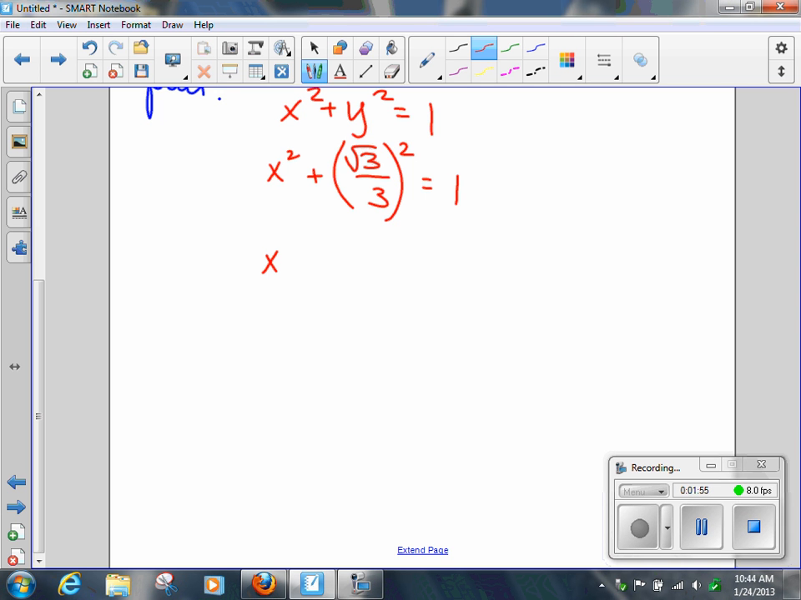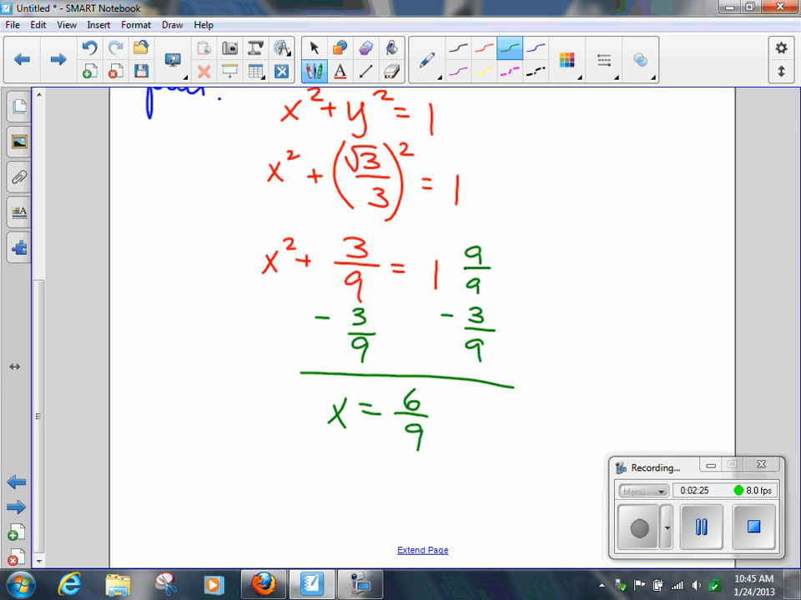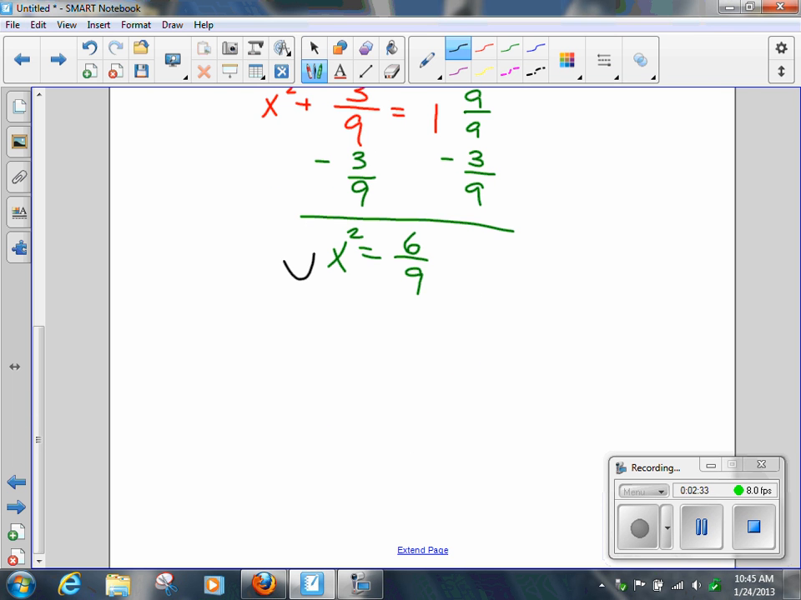Let's think about what we have. X squared plus root 3 times root 3 is plain old 3. 3 times 3 is 9. And you saw yesterday, I know it can be reduced. Don't do it. You're just going to cause yourself extra work at the end. I have to think of my 1 as 9/9. Do you guys agree with that? And now I can subtract my 3/9, which is going to give me 6/9. And now what? Square root of both sides, because we're solving for x and not for x squared.